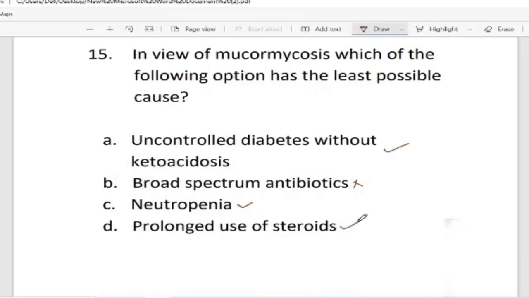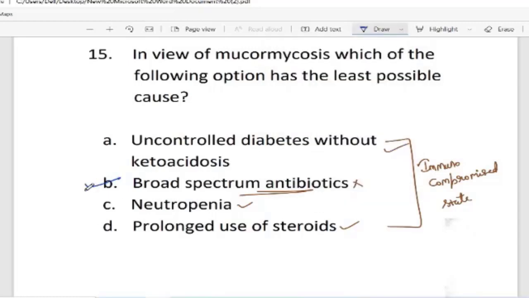Prolonged use of steroids, yes. See, look at options A, C, D: uncontrolled diabetes, prolonged use of steroids, neutropenia, all these conditions, except this one, produce an immunocompromised state. So the correct answer here, the least possible cause, will be broad spectrum antibiotics, whereas all other causes may lead to an immunocompromised state that will further result in mucormycosis. Very simple question.